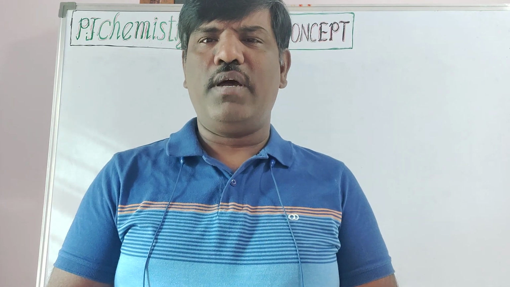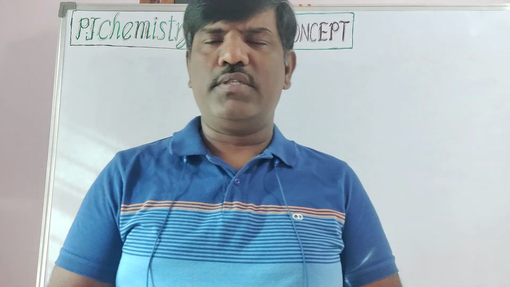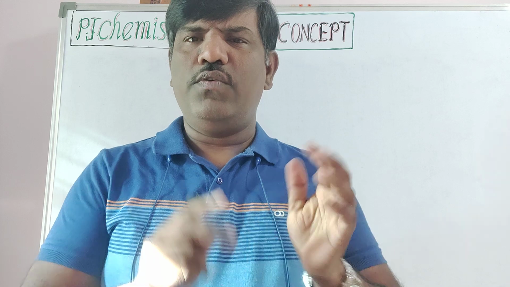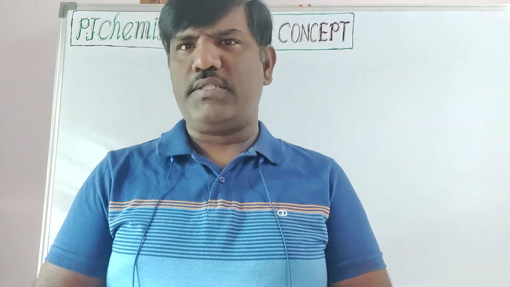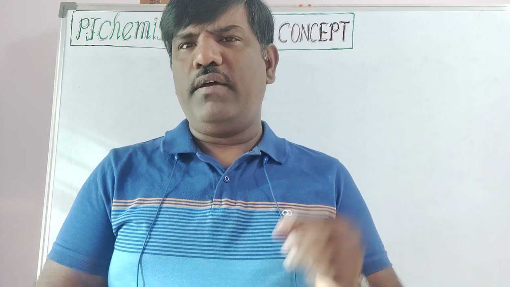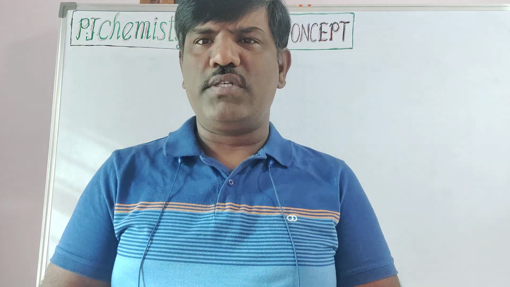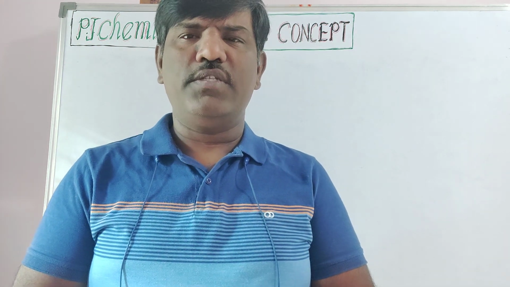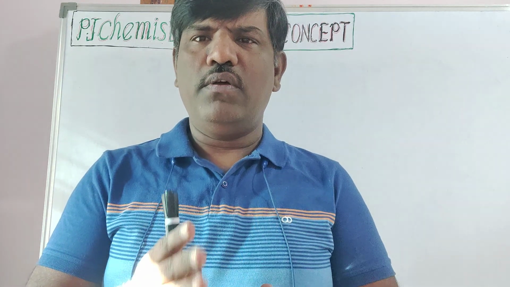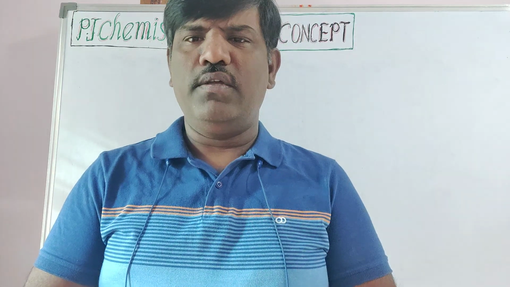Today we are going to discuss about mole. In previous videos we discussed about AMU, which means atomic mass unit. AMU is equal to 1.66 into 10 to the power of minus 24 grams. And after that, how to calculate the mass of one atom of an element, we discussed. Mass of one atom of an element is equal to AMU into atomic weight. AMU is nothing but 1.66 into 10 to the power of minus 24, into atomic weight.